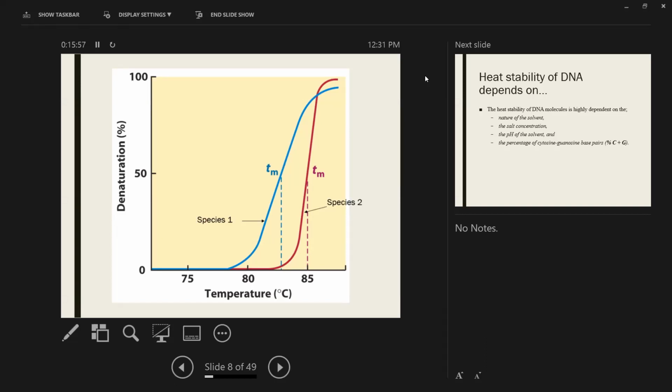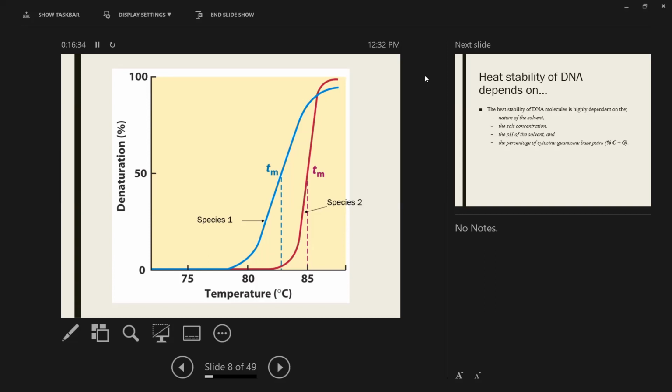All right, so as you can see here, you have two different species of DNA. And when your change in A260 is half, that's called the T sub M. That's the melting temperature. That means 50% of your DNA is melted. Then as you keep raising the temperature, you get to a point where you're not going to get any more increase in absorption, then the entire helix is melted.